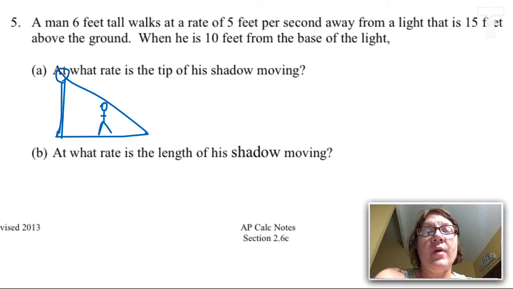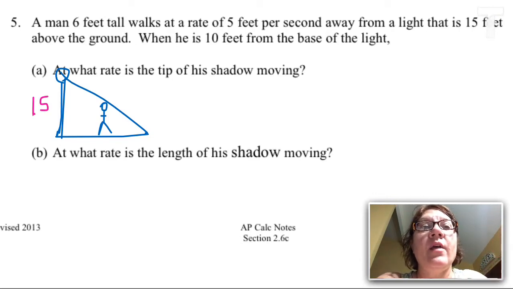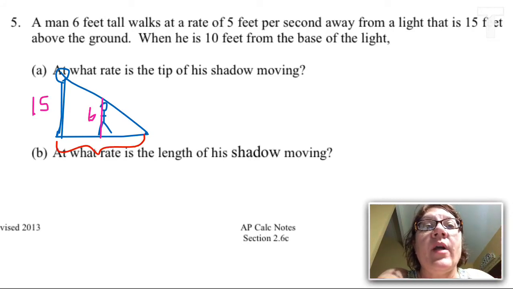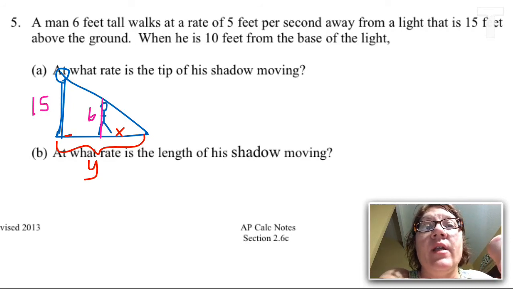Okay, so for the lamppost problems, we're going to start with this basic picture. And I know that the lamppost was 15 feet and the man was 6. And we're going to use similar triangles on this. So I'm going to call this little triangle base x and the big triangle base y. And since that whole distance is y, then this distance right here is y minus x.